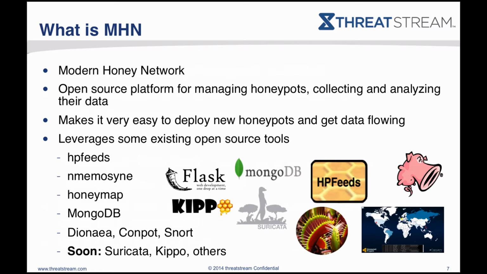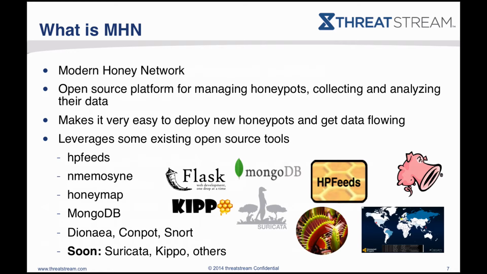So we're using HPFeeds, which is a framework for doing collection of basically sensor data, primarily focused on honeypots. Nimacine is a project for collecting data via HPFeeds and then indexing that data into MongoDB. HoneyMap is a project for collecting data from HPFeeds and visualizing that data in real time. And then we use MongoDB for storage and search of the data.